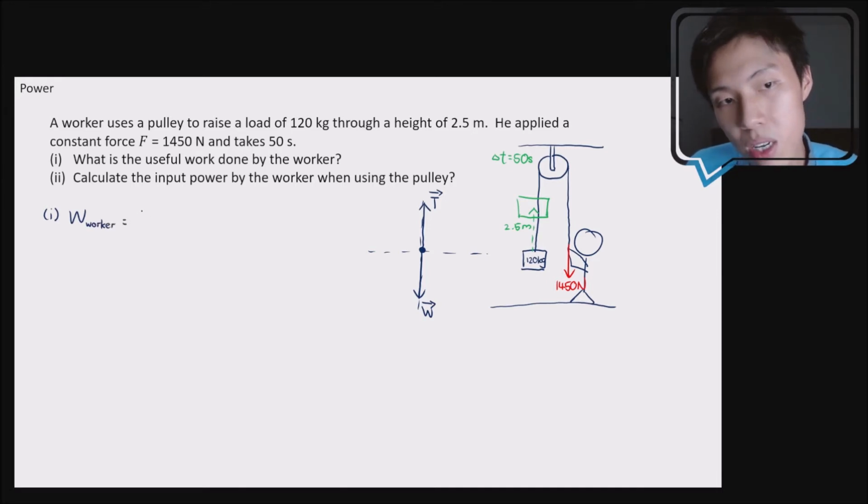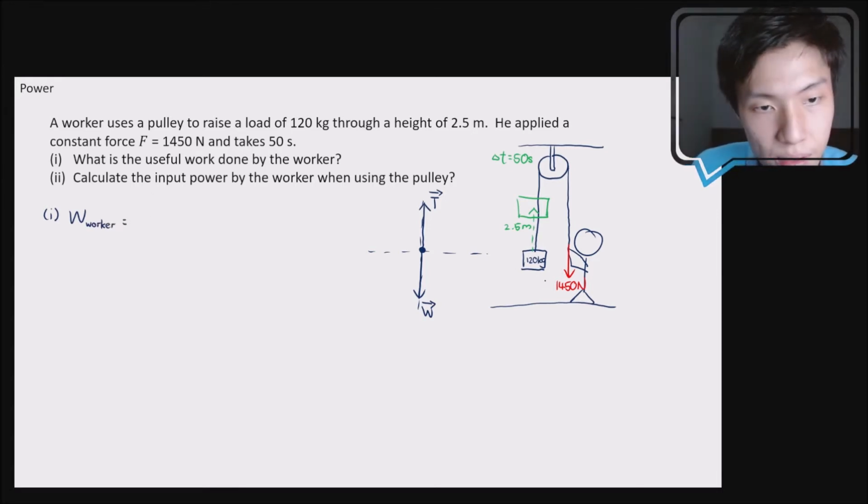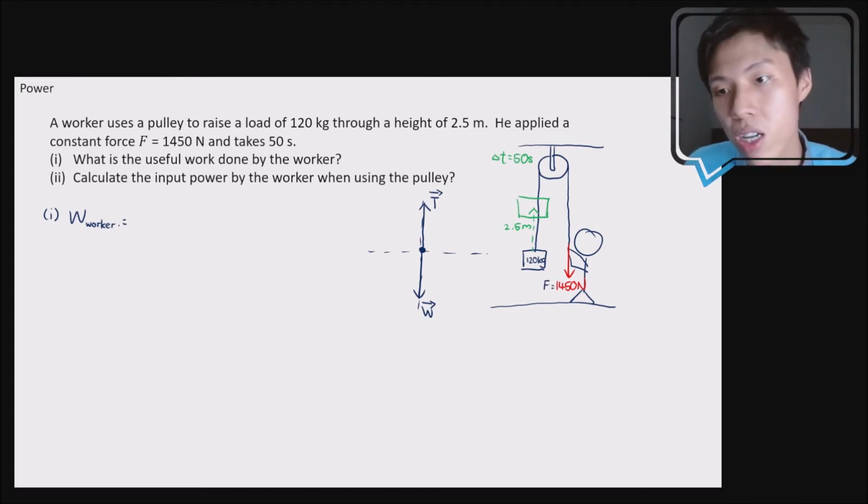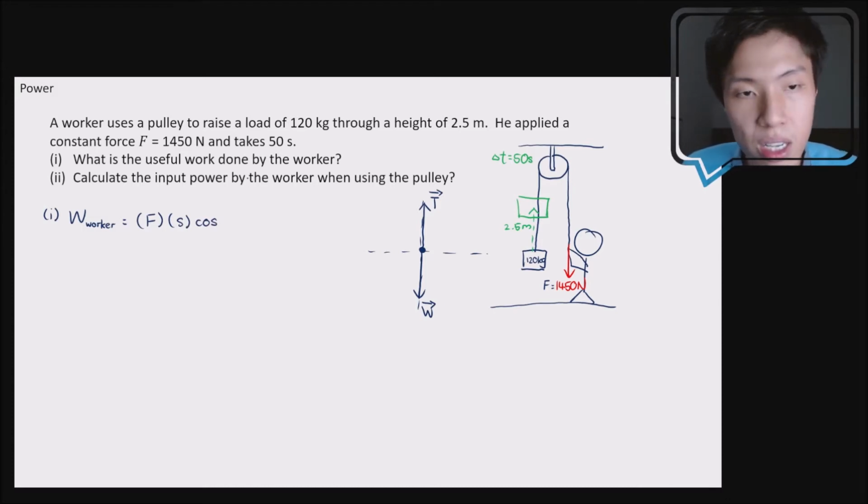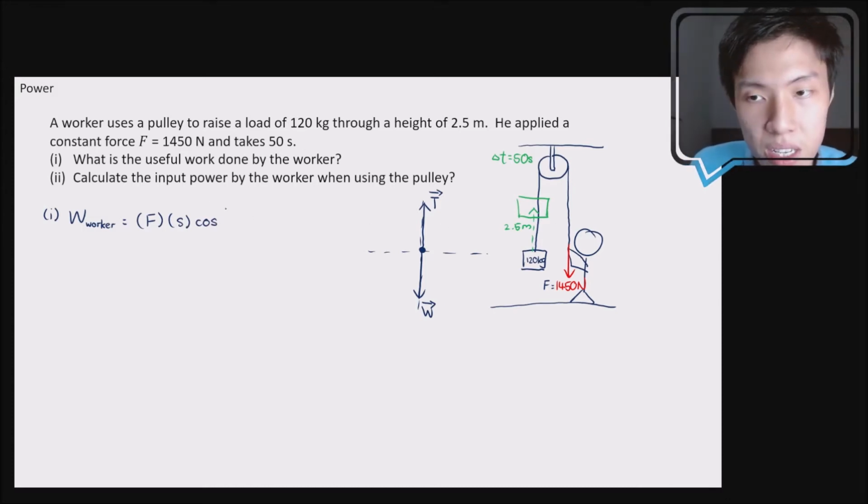So work done by the worker, let's just call this F, external force. It will be the magnitude of the external force, magnitude of the displacement, and cosine the angle between the external force and the displacement. Again, when we are talking about this external force, we are actually talking about this tension over here.